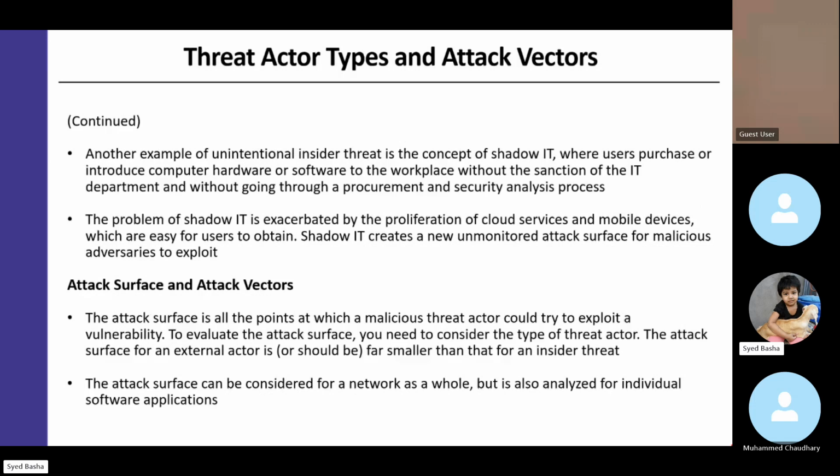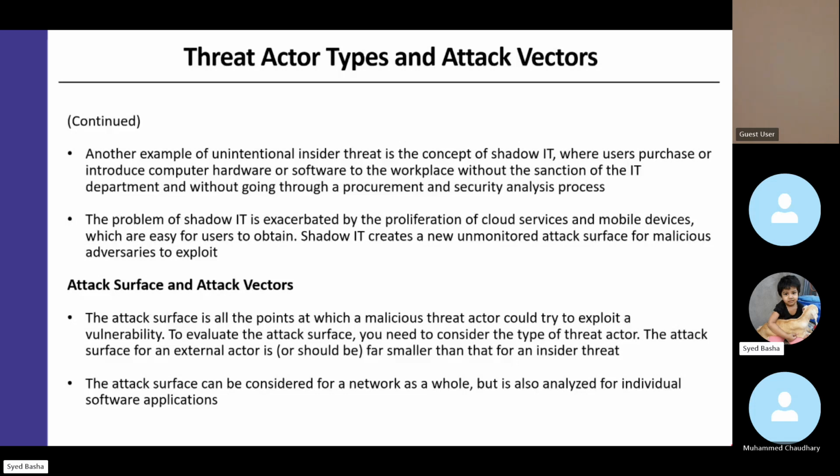Attack surface and attack vectors. What do you mean by attack surface? It is nothing but the points in which malicious things can happen, in which it can exploit a vulnerability. This is what is called the attack surface. So the attack surface is like a space that has a high number of vulnerabilities, so that it can lure the attacker to exploit your network. That is what the attack surface is.